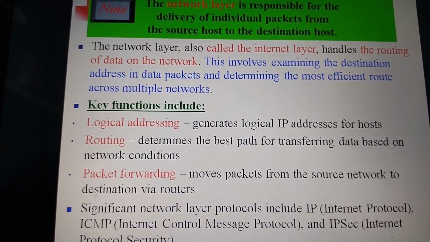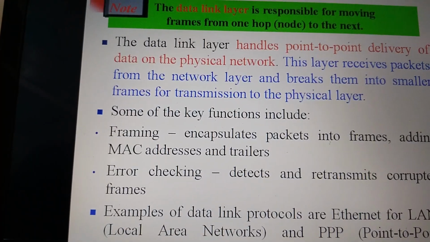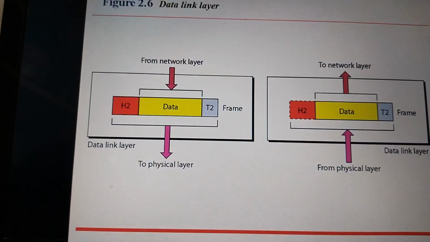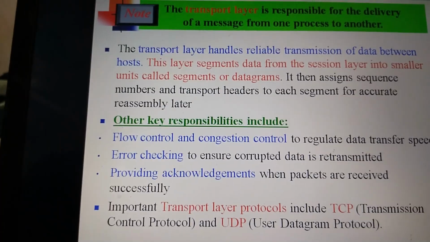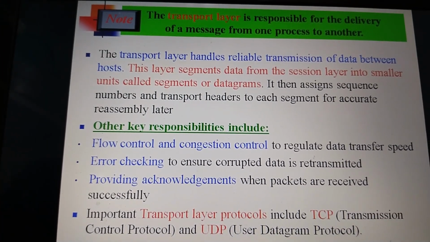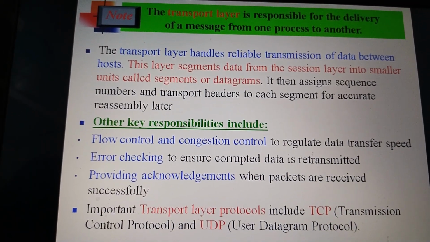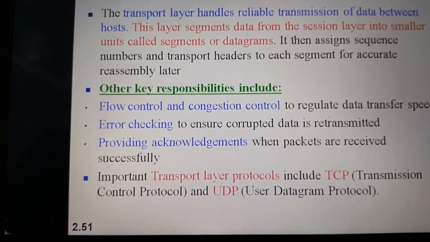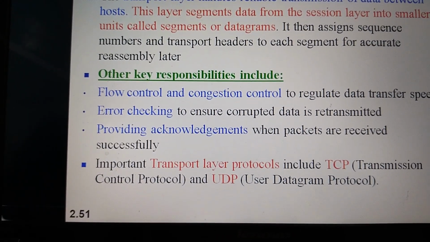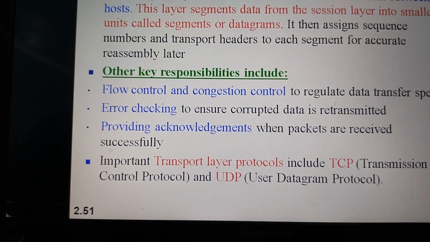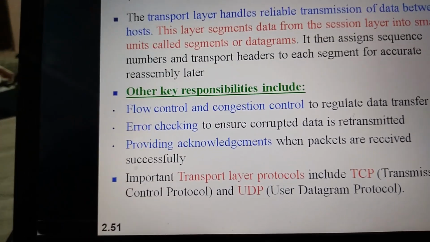The main thing is that the transport layer is mainly responsible for providing delivery from sender to receiver in reliable communication, but it won't worry about whether the data is properly transferred or not. What are the other responsibilities of the transport layer? It handles flow control, congestion control, error checking, and provides acknowledgement. After delivering the packet, it sends the acknowledgement in the transport layer.